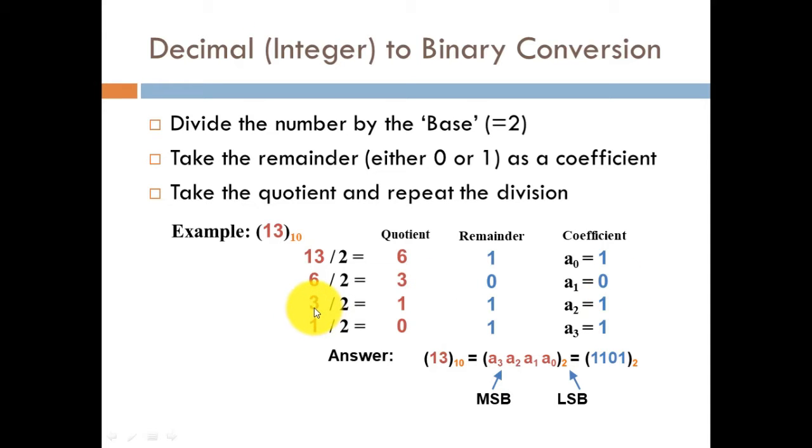Then again similarly we divide the quotient by 2. The quotient turns out to be 1 and the remainder is also equal to 1, and we write this coefficient separately as a2 equal to 1. Then finally we divide 1 by 2. Here the quotient turns out to be 0 and the remainder turns out to be 1, and we write it down, a3 equal to 1. So these are the coefficient values a0, a1, a2, a3.